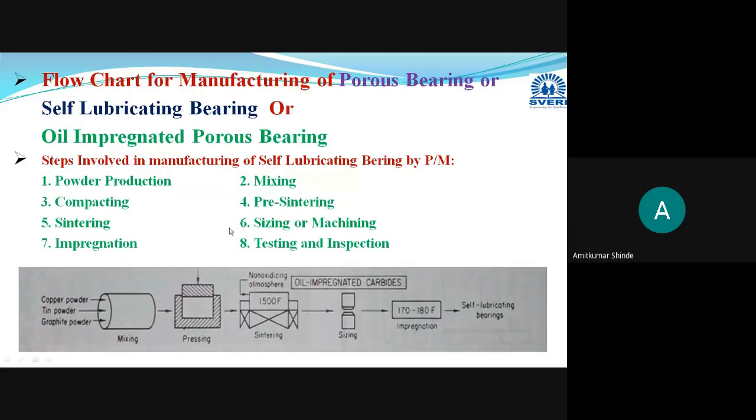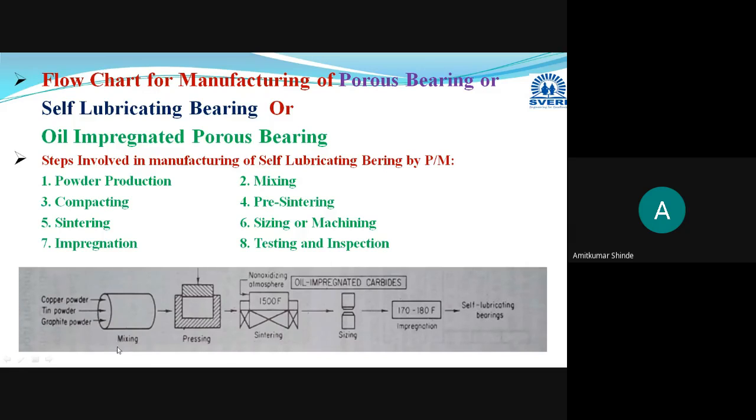You have to start with one rectangle showing the powder production stage. Indicate the powders used and which method you have used to manufacture that powder; you have to mention it. Then for the mixing stage, this is the symbol. This is the symbol for a rotating drum. A simple rotating drum symbol is there for the mixing stage.